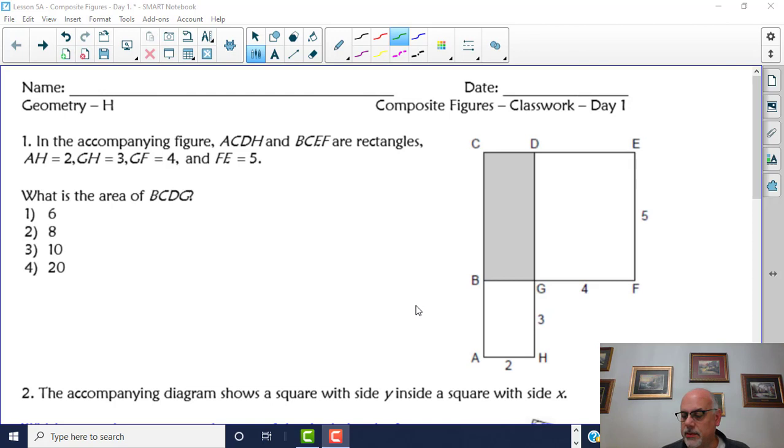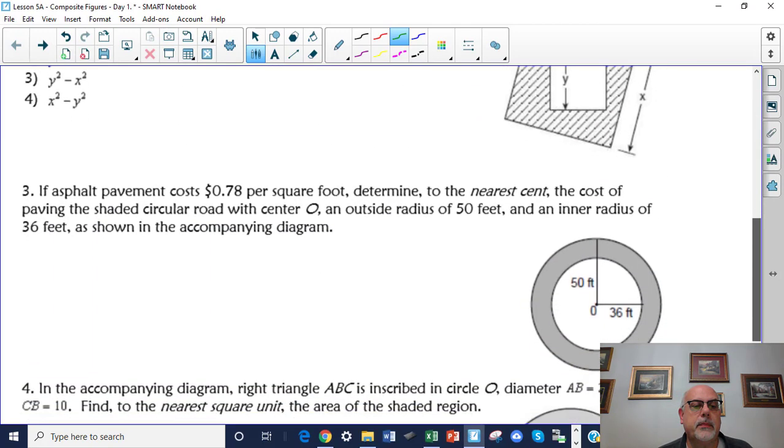The composite figures are more complex problems. We've got to do different calculations to try and find a dimension, to find it from another thing in the diagram, okay? So these are a little more complex. So I'm going to give you a couple of hints. Let's get down to number 3.